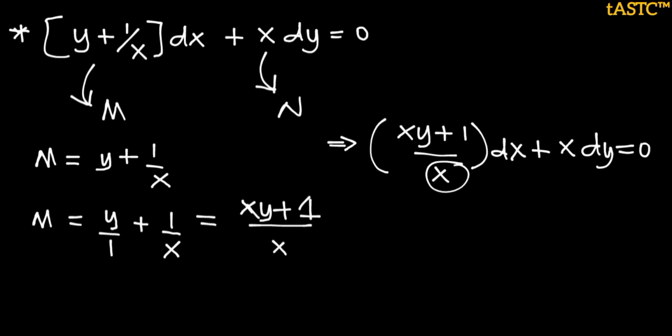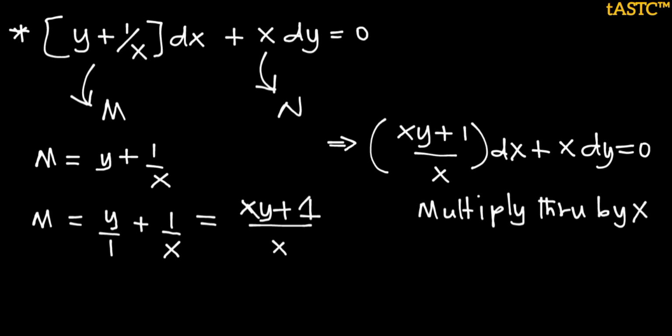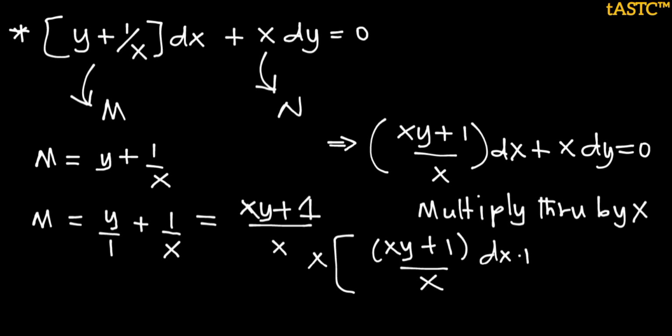Now, in order to take this away from here, I could well multiply through by x. So we're going to multiply through by x. If we got that, this is going to be xy plus 1 divided by x dx plus x dy. This is equal to 0.